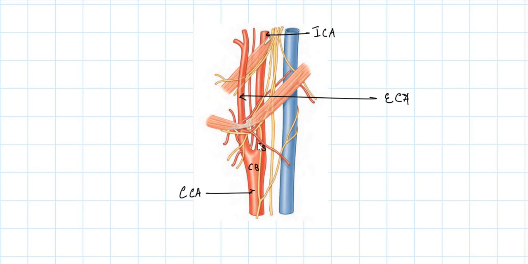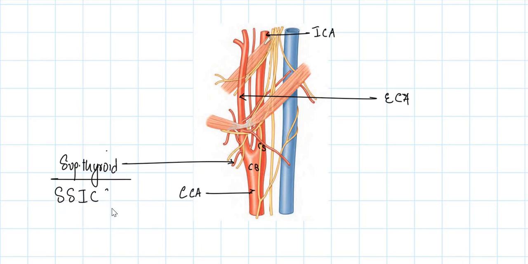So what are its branches? You can see some anterior branches, right? This is an anterior branch. This is the superior thyroidal artery. What are the branches of the superior thyroidal artery? I have told you it's SSICG: sternocleidomastoid, superior laryngeal artery, infrahyoid, cricothyroid, glandular. All these are branches of the superior thyroidal.